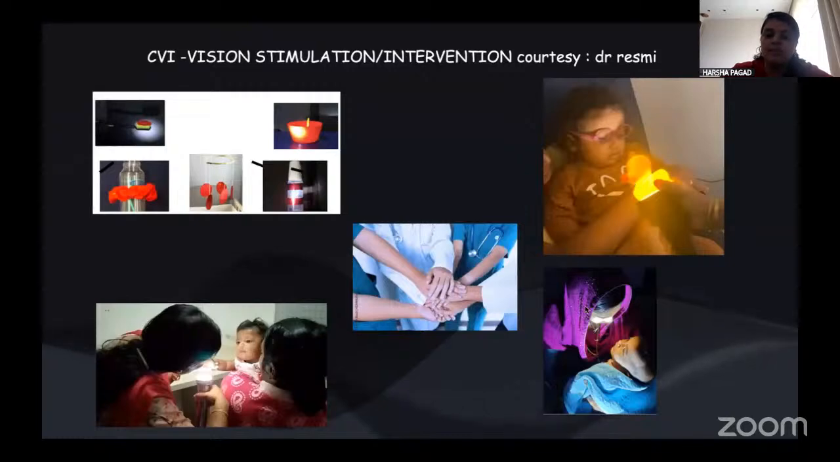We ask the mother to illuminate the face with the light so that the child is able to see the face. And also we integrate some of these things into the routine of the child. Like if we have understood the child is inclined to seeing red, we cover the bottle with a red ribbon or a red sock, which the child can easily reach for when it is feeding. These are all forms of visual intervention therapy.